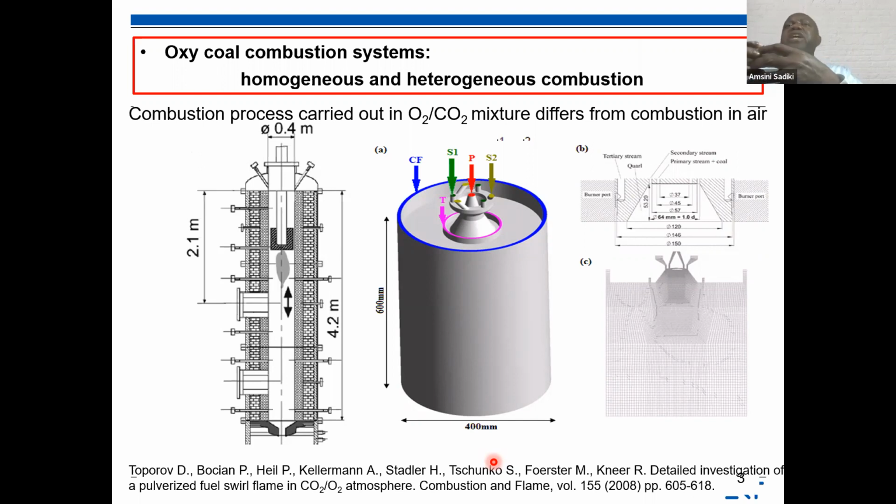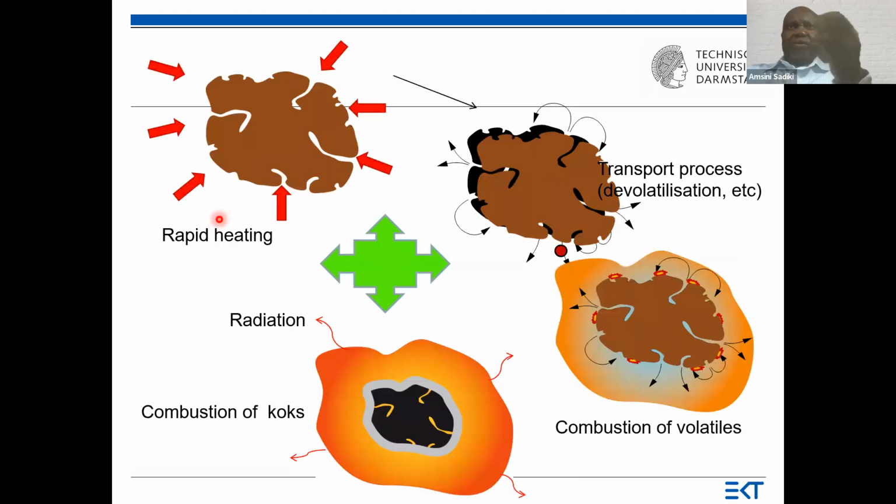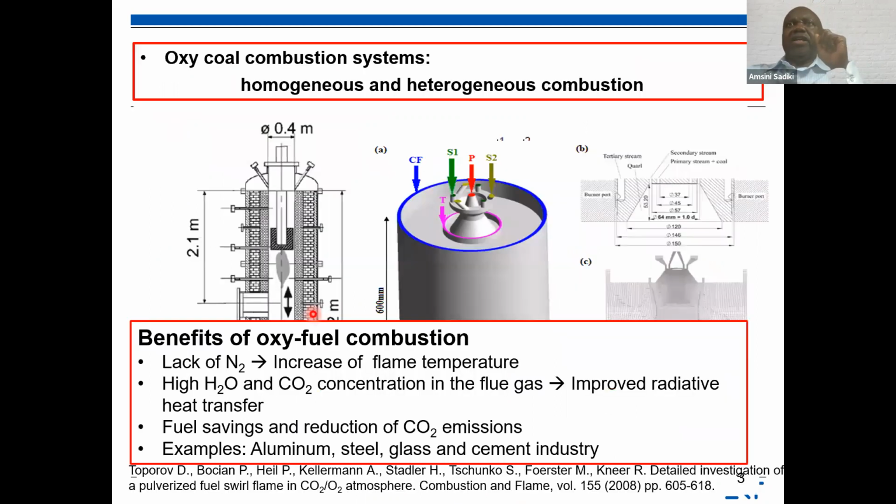And then, due to heating, we have first the devolatilization, and we have the volatiles, which will start to combust, to be burned. Then this combustion can also influence the combustion of the char, and sometimes we also have radiation.